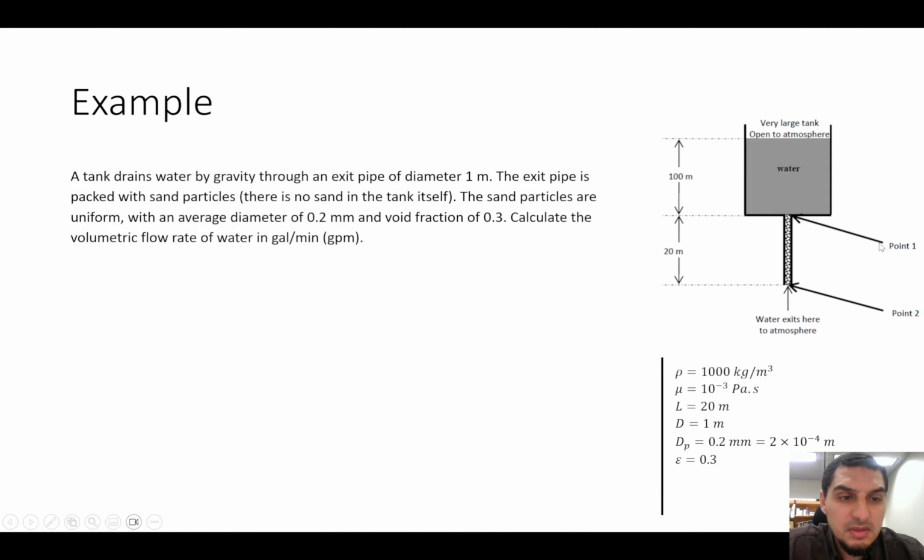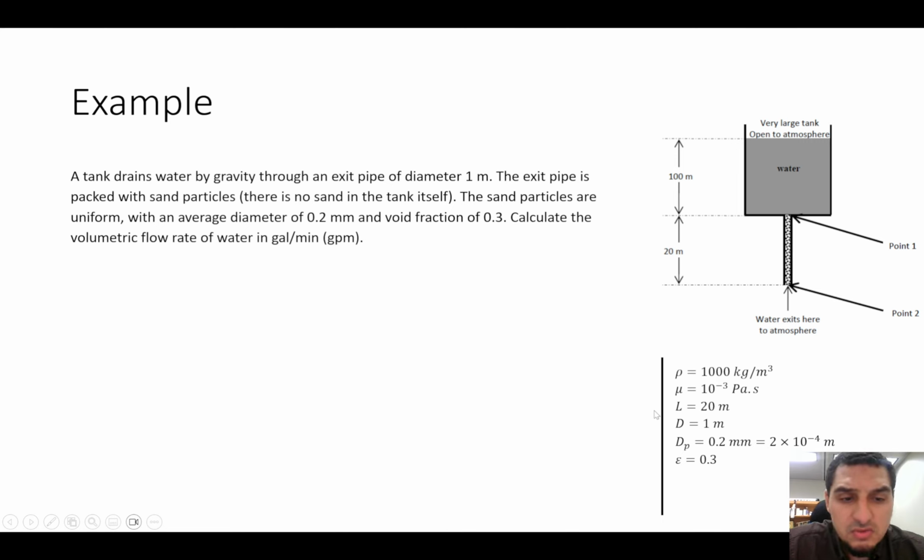And in this tube there are sand particles that have uniform average diameter of 0.2 millimeter. So this is the diameter of particles here. So they are spherical particles, and we can consider them all to have the same diameter, which is 0.2 millimeter, and the void fraction is 0.3. So we are given the particle diameter and the void fraction, which is good news.